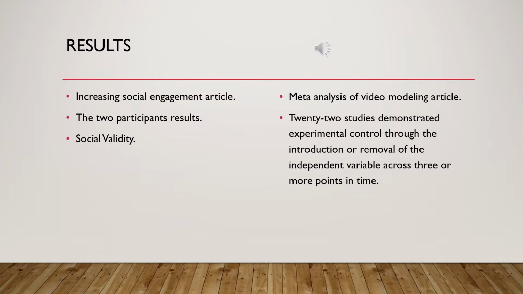Participant B's mean percentage of social engagement then increased to 24% during the intervention phase with an increasing performance trend. So after the first intervention phase, or the first time watching the video, it did increase to 24%, showing more social engagement. Then his mean percentage of social engagement increased to 33% during the maintenance phase, with a flat increasing trend.